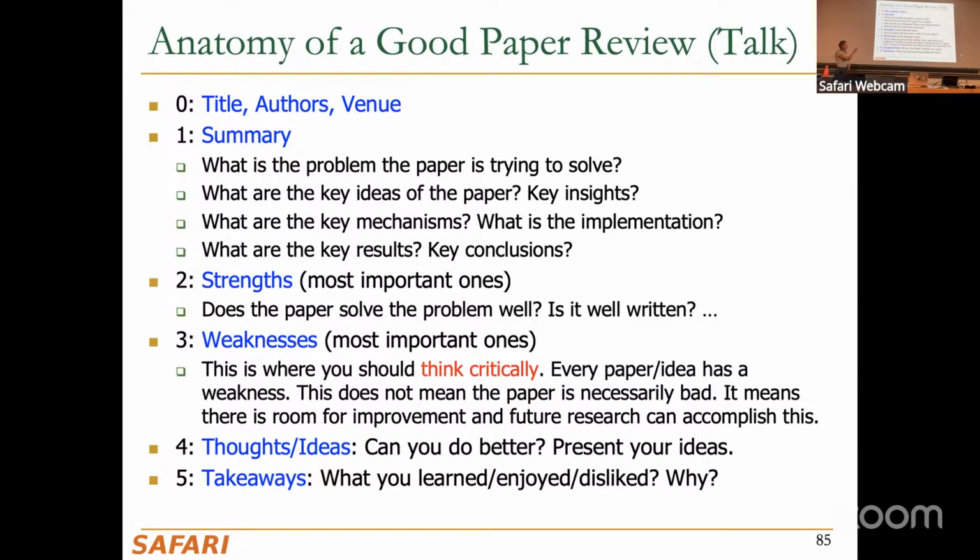Of course, you keep in mind the title, the topic, the authors, and the venue. So you have to have in mind who this paper addresses. Then you should be in a position to make a good summary to communicate to other people, which means you have to clearly identify which problem the paper is trying to solve, what the key ideas and any key insights are, what the key mechanisms proposed are, what the implementation is, and what the key results are.